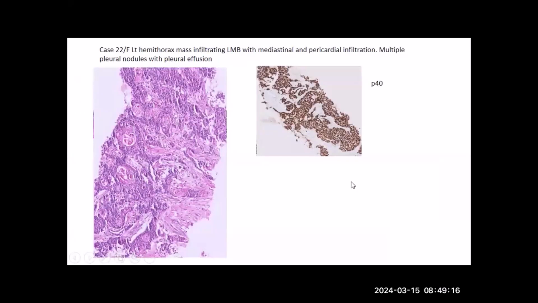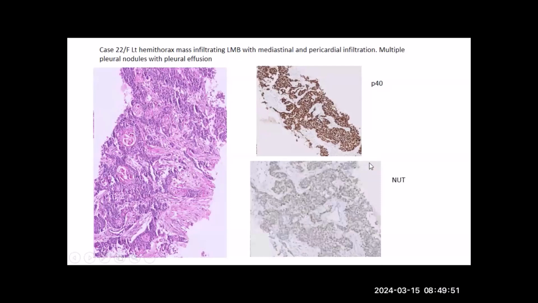So, this is another case. This is a young female with a hemithorax mass infiltrating the mediastinum and with multiple pleural nodules. So, the tumor here is showing very dark staining, and there are small cells, and at places it is showing some keratinization. And this keratinization is something that we call abrupt keratinization. So this is P40 positive.